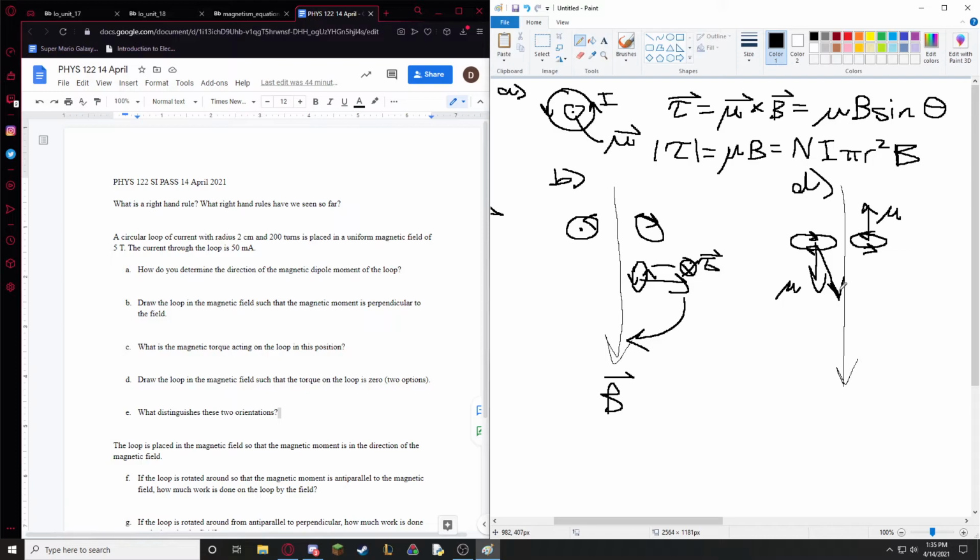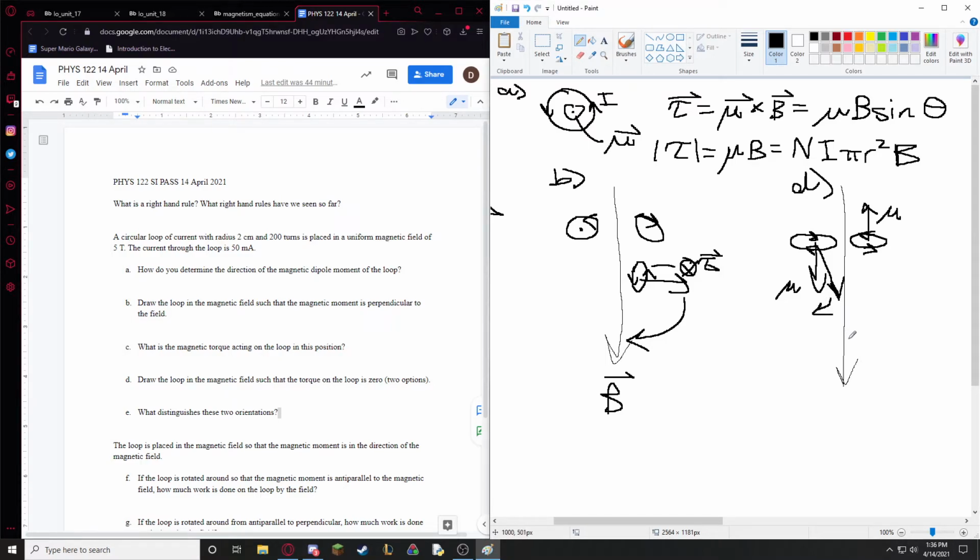To where? Oh, it rotated. So torque is this way. One second. Torque is pointing that way. It rotated. Actually, oh wait, my bad. It rotated towards the magnetic field. Exactly. Matthew, do you want to elaborate?